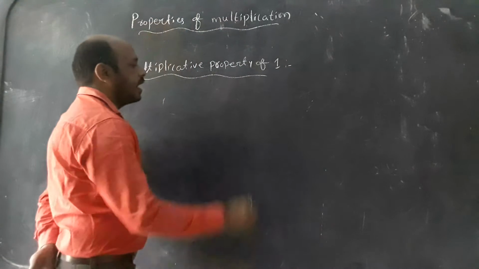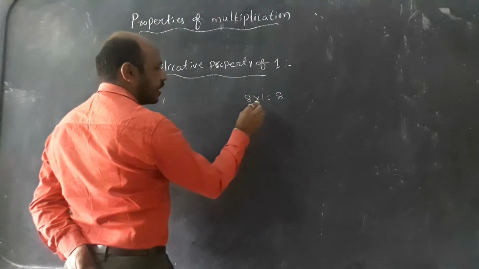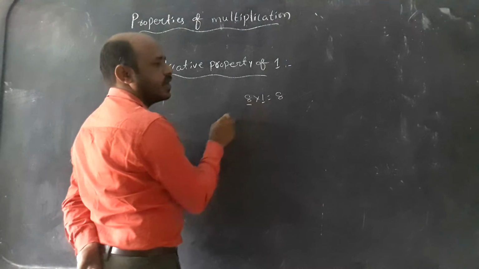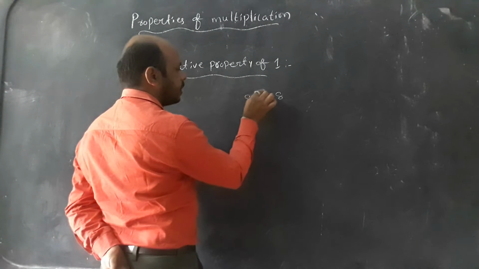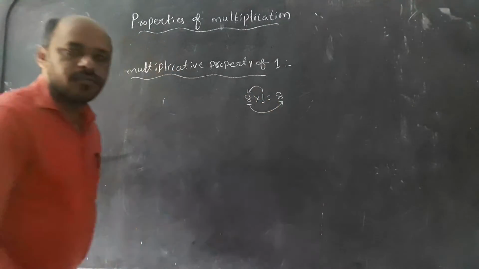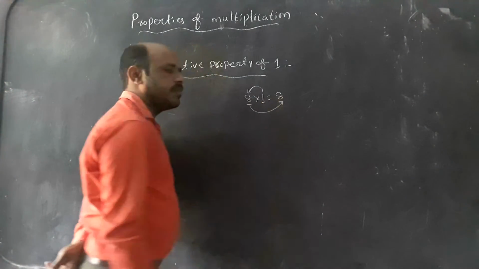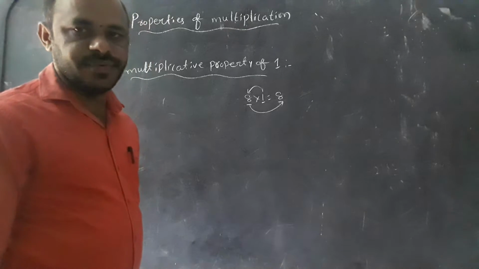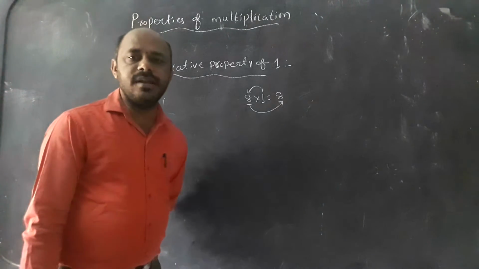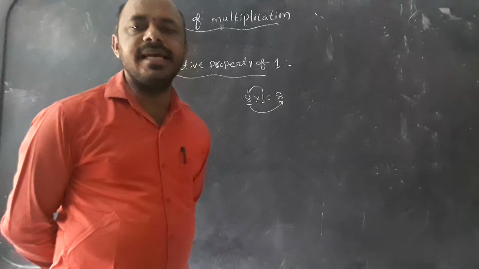See here, 8 into 1. 8 into 1 means what? We take 8 as the multiplicand and 1 as the multiplier. See, we multiply 8 with 1, but the product is itself. What is the number? 8. We got the product 8. Both are equal, those are itself. Okay, when we multiply a number with 1, the product is the same.